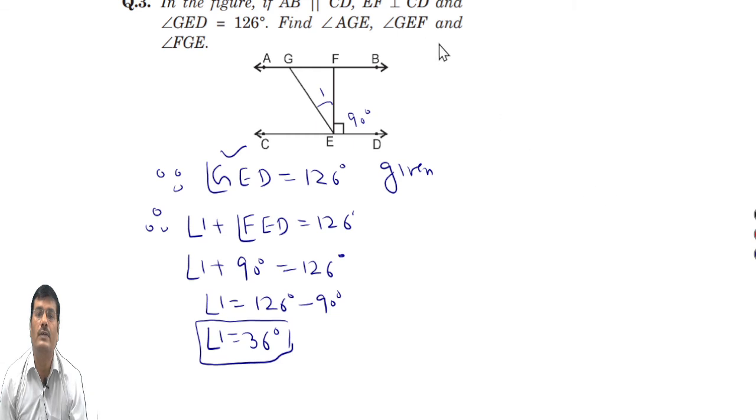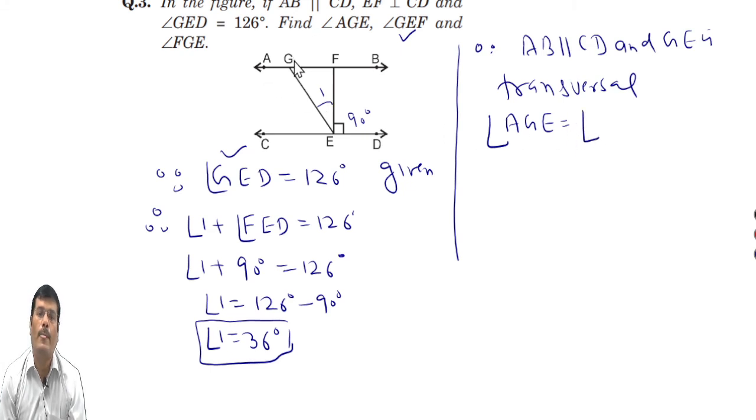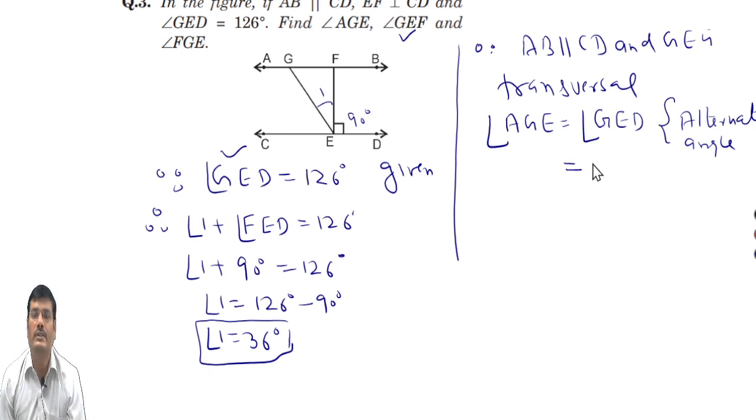One portion is completed. Angle 1 is this GEF. This one is completed. Now AGE. This is AGE. So since AB is parallel to CD and GE is transversal, angle AGE is equal to angle GED. This is an alternate angle. Okay. And what is the value of GED? It is already given. It is 126 degree. So angle AGE is equal to 126 degree.